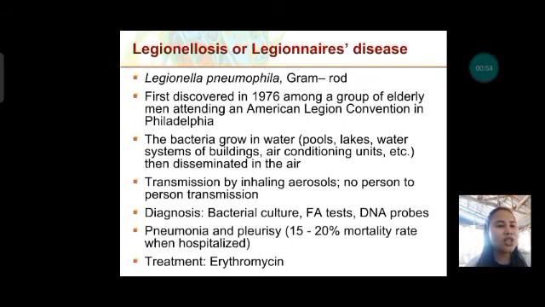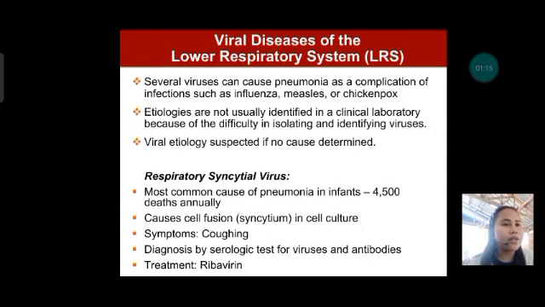And the transmission is through inhalation of the aerosols. There is no person-to-person transmission, and the diagnosis is through bacterial culture, the acid fast test, and DNA probes. Pneumonia and pleurisy have a 15 to 20% mortality rate when hospitalized. So the treatment is erythromycin.